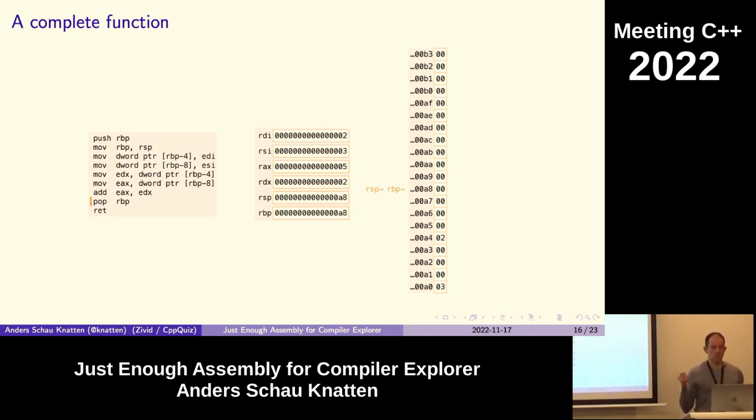And then we said we had to restore the base pointer, because whoever called us was probably using the base pointer for something. So we better pop it off the stack. And then we return. And how do you return? We have this value 5. We need to return it somehow.